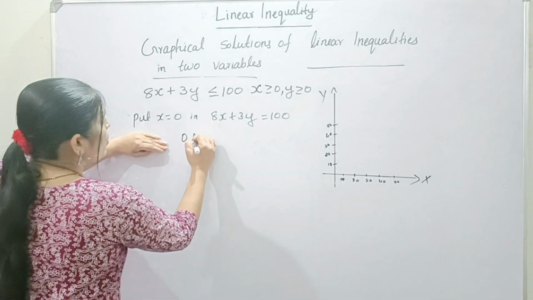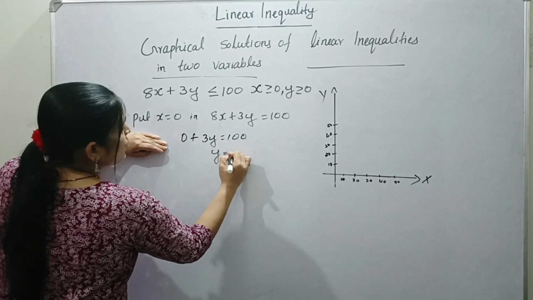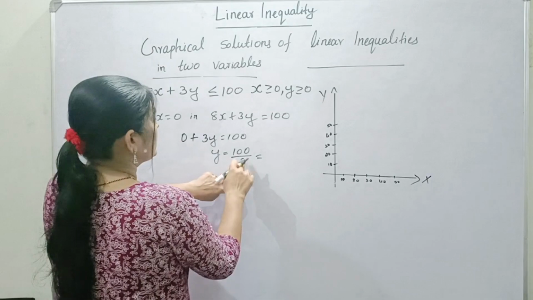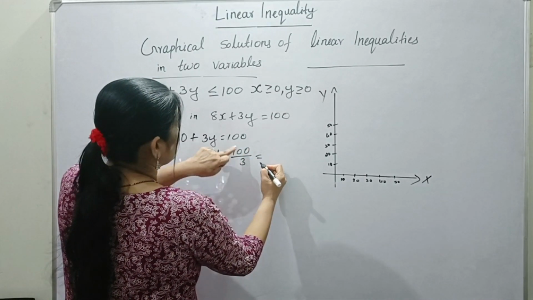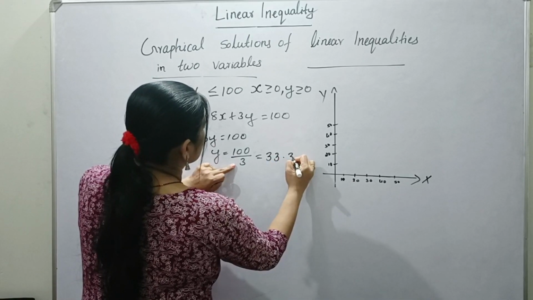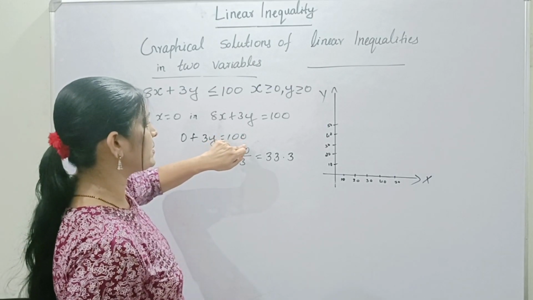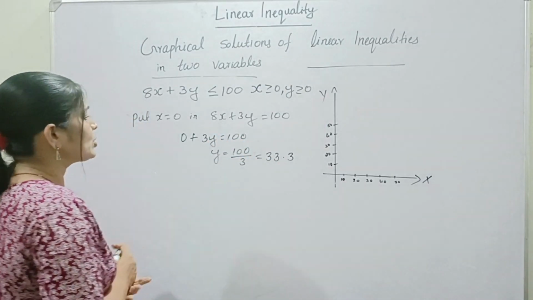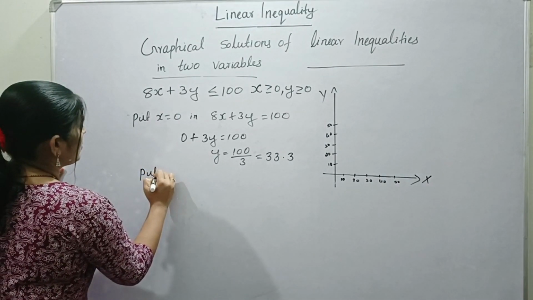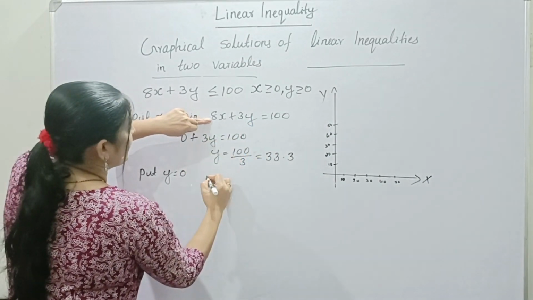So 0 plus 3y is equal to 100, y is equal to 100 divided by 3, that is 33.3. 3 3s are 9, 1 remained, again 3 3s are 9, 1 remained. So here next, put y equal to 0. Put y equal to 0 in this equation. So what will we get?